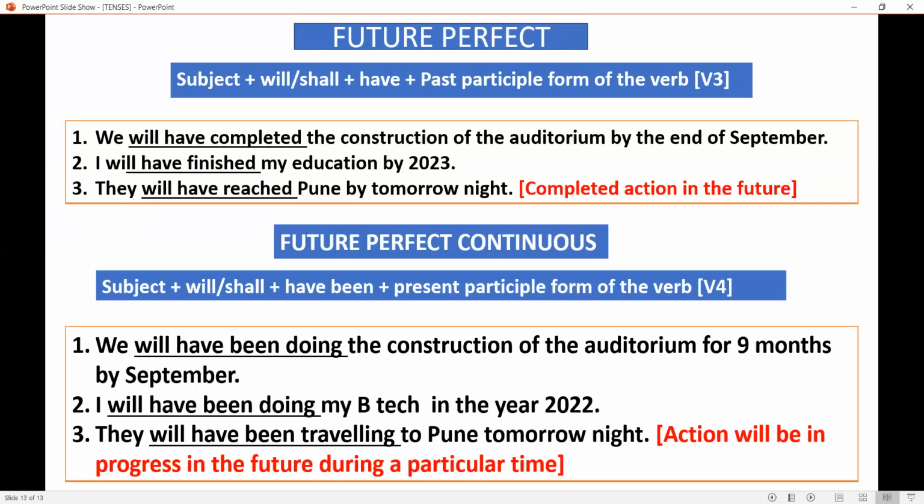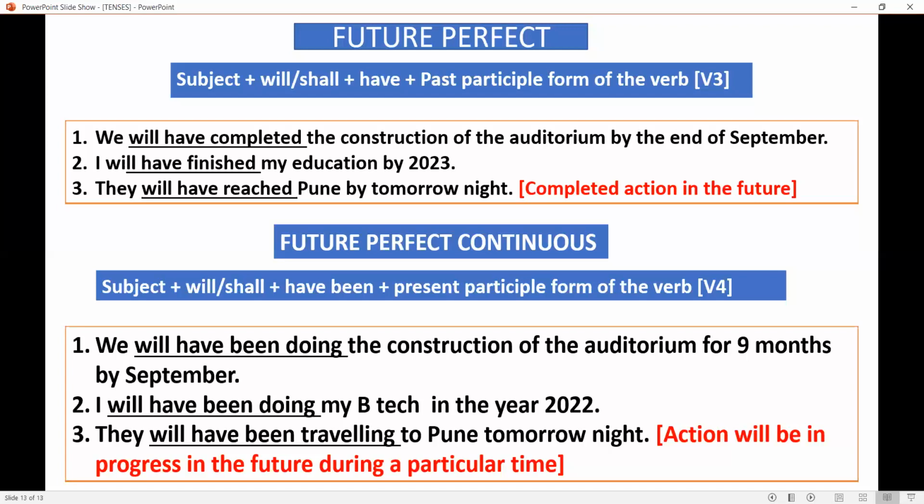Another example, they will have reached Pune by tomorrow night. So tomorrow night, this will have happened. Okay. They will have reached. I hope you understood the usage of future perfect tense also. Then, now let us see, when do we use future perfect continuous? When you refer to an action which will be in progress in the future during a particular time, then you use future perfect continuous tense.